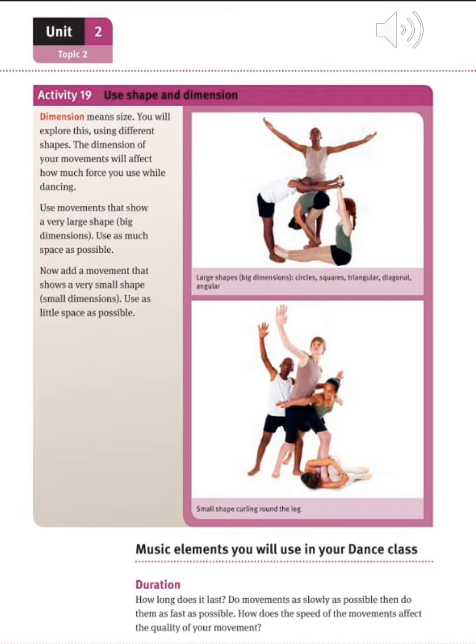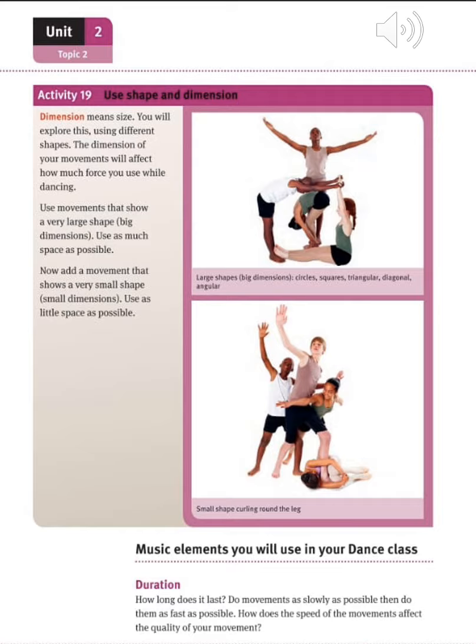Circles, squares, triangles, diagonals. And then if we look at the bottom image of the kids, you'll see that it's smaller shapes. Can you see that their hands are not really that much stretched out? So that indicates smaller shapes, which is then obviously smaller dimensions. So small shape curling around the leg. So they are not using large dimensions or big dimensions.